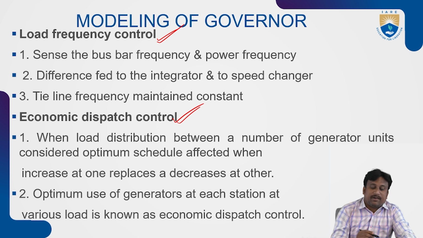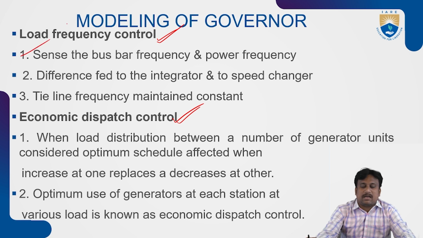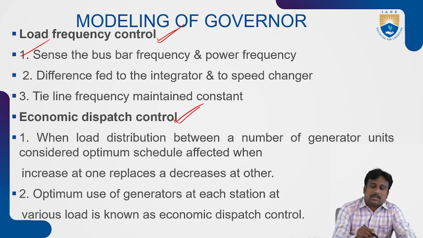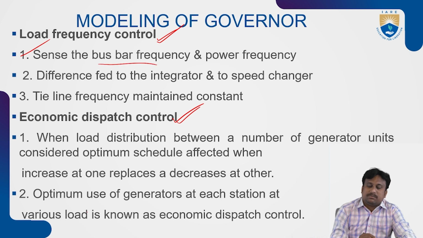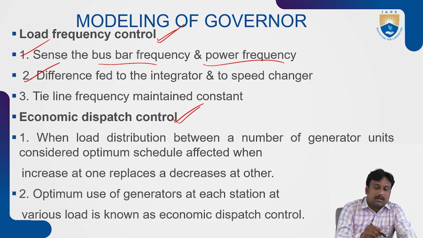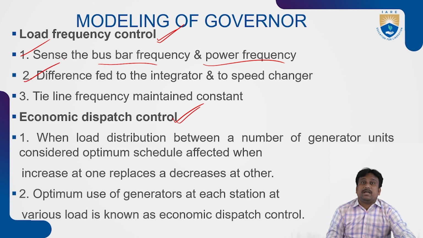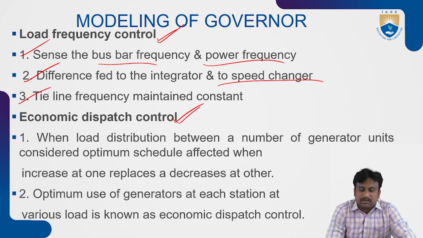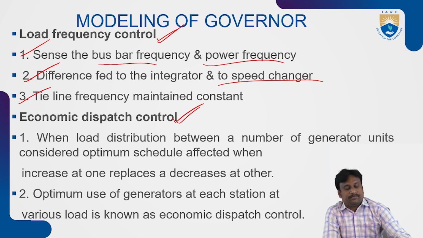Coming to load frequency control, it will sense the busbar frequency and the power frequency. The busbar is considered nearer to the substations, which will be ready to operate at a suitable range of power frequencies. Next, the difference is given to the integrator and to the speed changer equipment, and it will be operated with the line frequency maintained constantly.